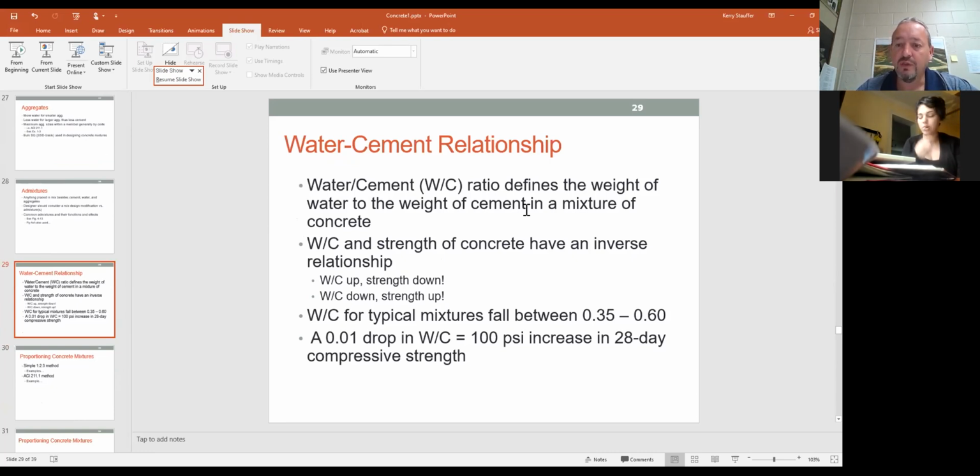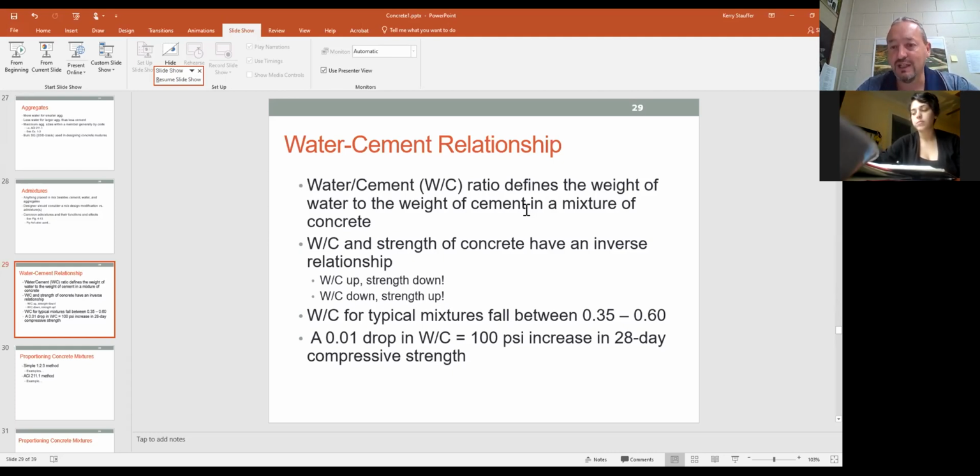So in other words, the more water that we place in a concrete mix, everything else being the same, the strength is going to decrease. And the less water we can put in, the more the strength is going to increase. If you think back to something I said earlier, concrete needs all the moisture it can get in order to cure properly and to gain that strength.